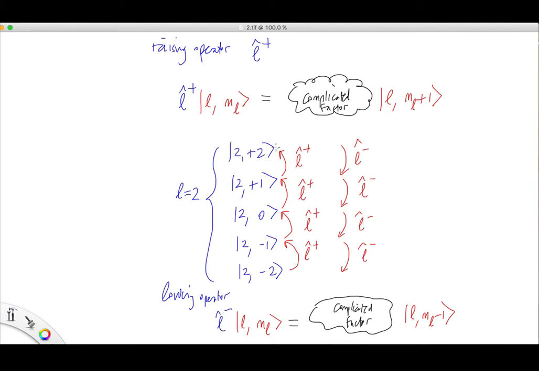We'll answer the question of what happens if we apply the raising operator L plus to the state which has already been raised as much as it can. So the state 2 plus 2, there's no value of ml larger than plus 2 belonging to the state where L is 2. So we'll answer the question, what happens if L plus is applied to the top state? And similarly, what happens if L minus is applied to the bottom state?